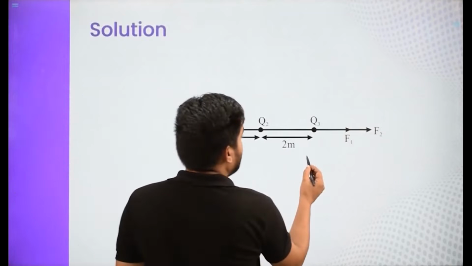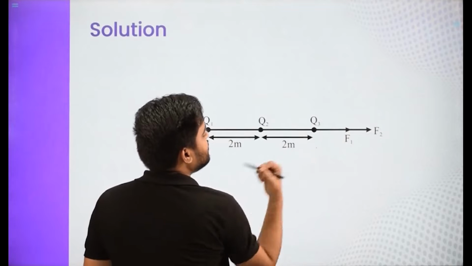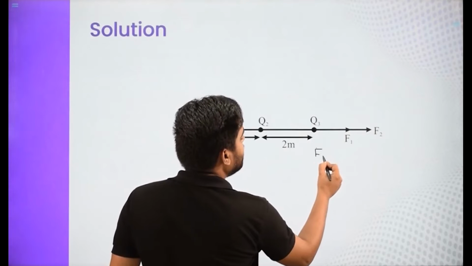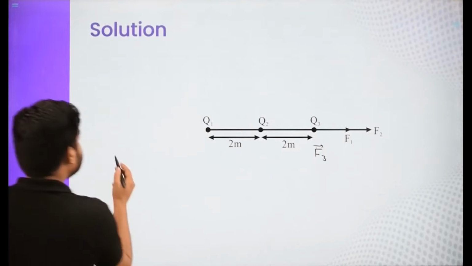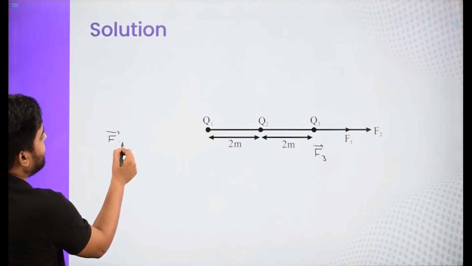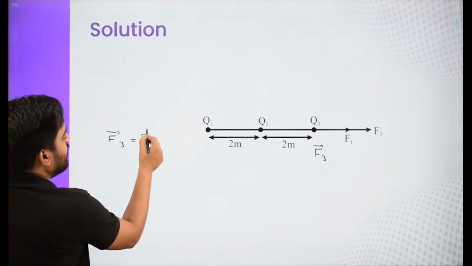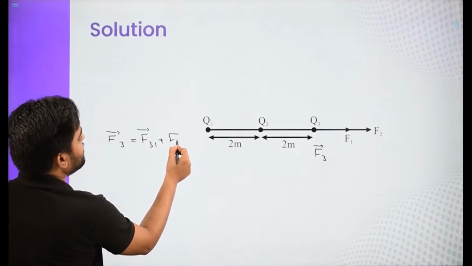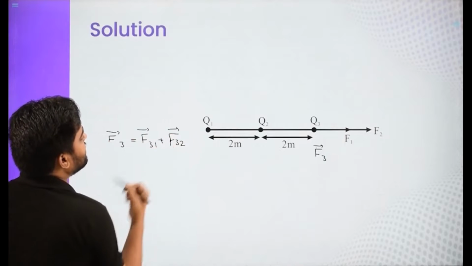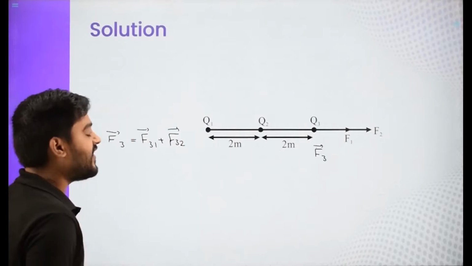So what I am saying is, the force on this charge, the force on charge number 3. As per the principle of superposition, the net force on charge 3 is nothing but the force on charge 3 due to 1 plus the force on charge 3 due to 2, and the vector addition of these two forces. Here remember, it is the vector addition.